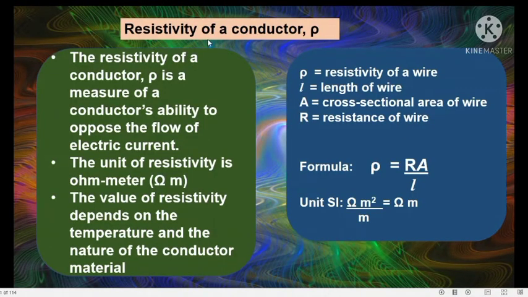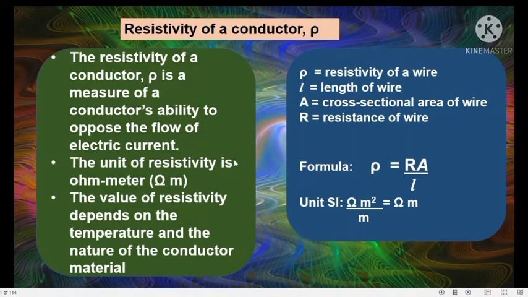Okay, next we want to discuss the resistivity of a conductor, rho. We have discussed resistance. So what is resistivity? Just now, resistance we discussed as a quantity that opposes the flow of current. So what is this resistivity? The resistivity of a conductor, rho, is a measure of a conductor's ability to oppose the flow of electric current. It's the ability of the conductor.